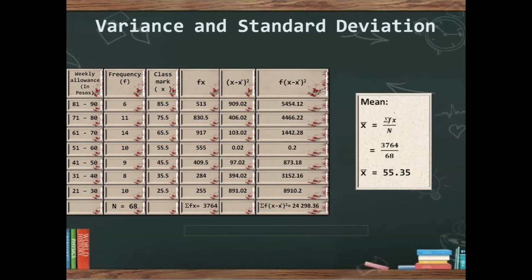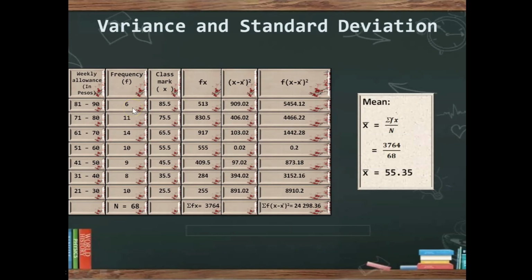Then proceed to the next column: f times (x minus mean) squared. So, 6 times 909.02 is equal to 5,454.12. 11 times 406.02 is equal to 4,466.22. 14 times 103.02 is equal to 1,442.28. 10 times 0.02 is equal to 0.2.